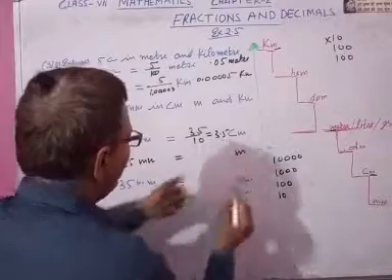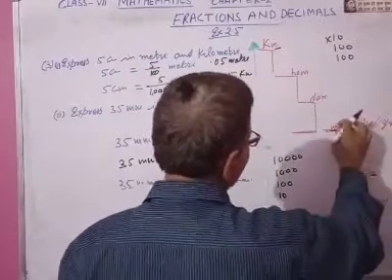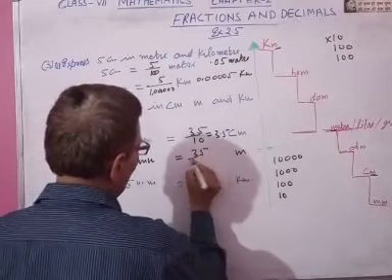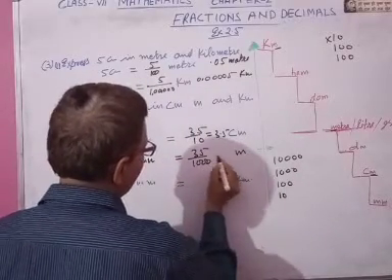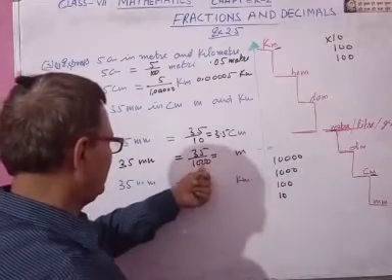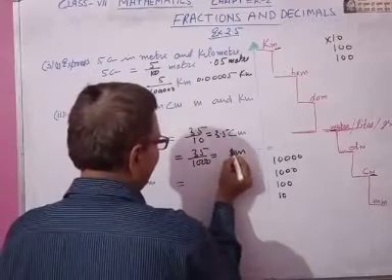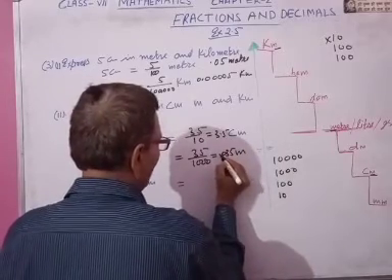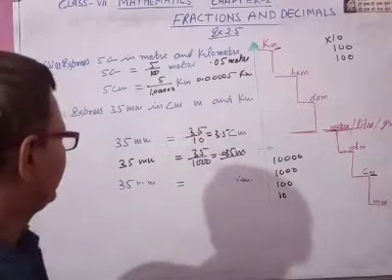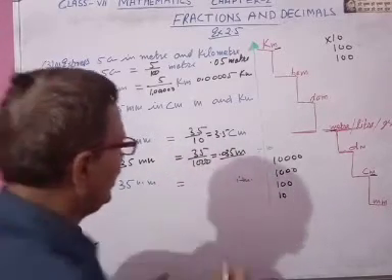Now this is 35 millimeter to meter. One step, two step, three step. You will divide by 1000. 35 upon 1000, so you will shift the decimal 3 places. 1, 2, 3, 0 is here. You will shift the decimal 3 places from right to left. 0.035 meter.